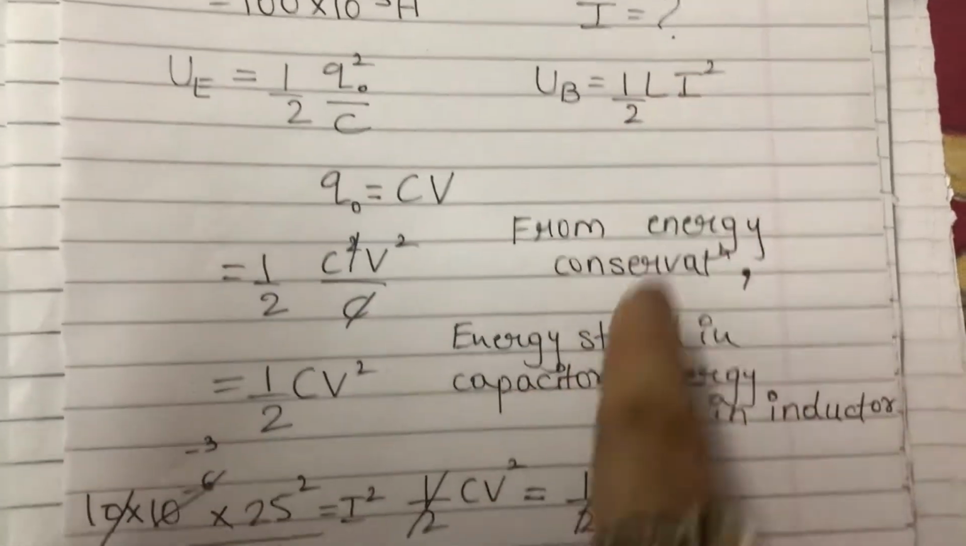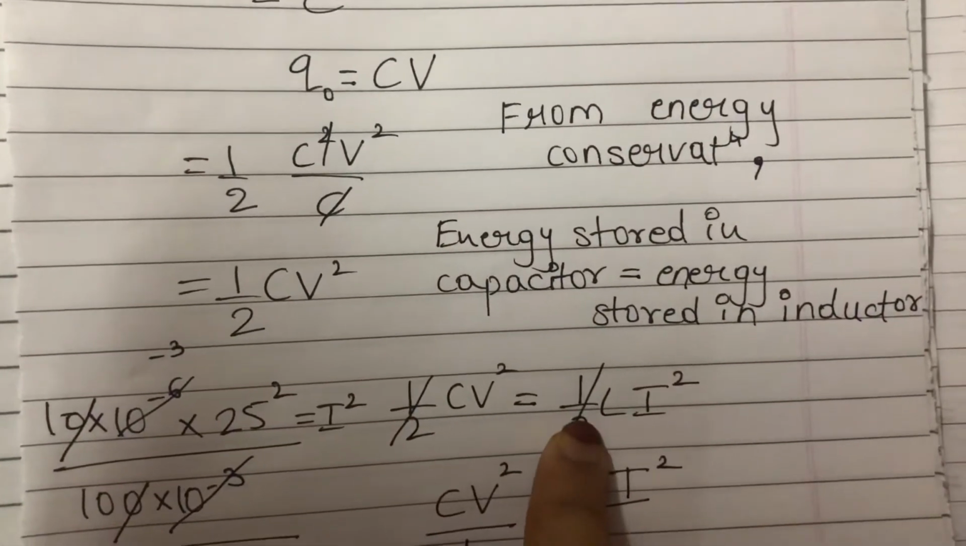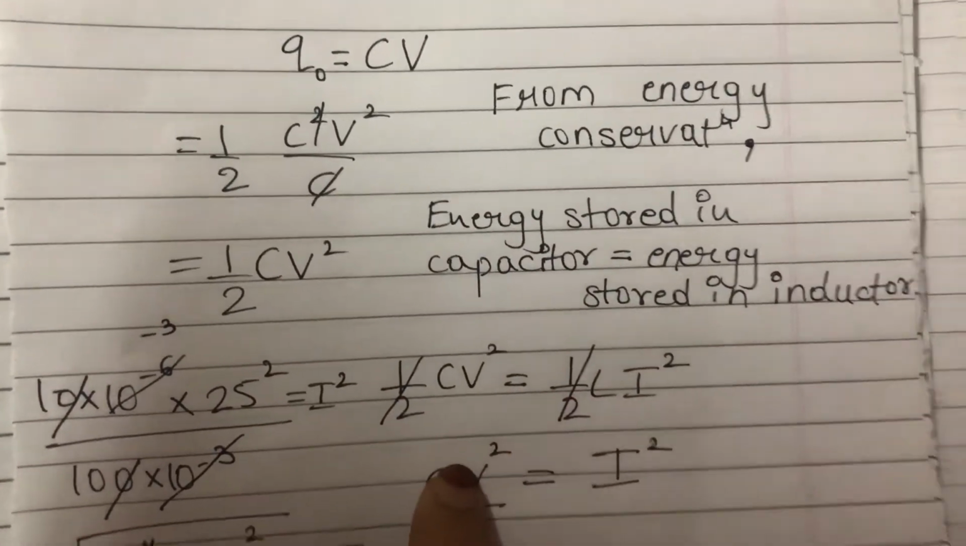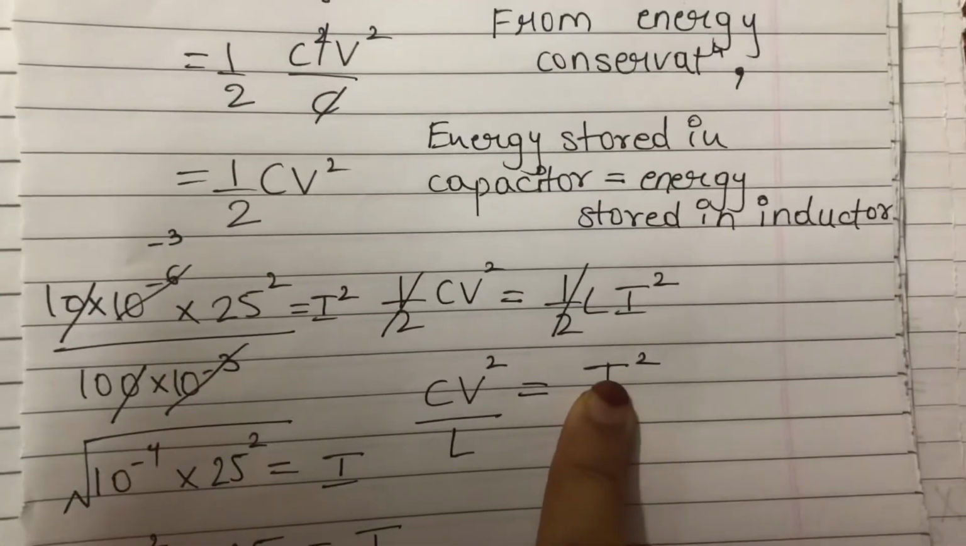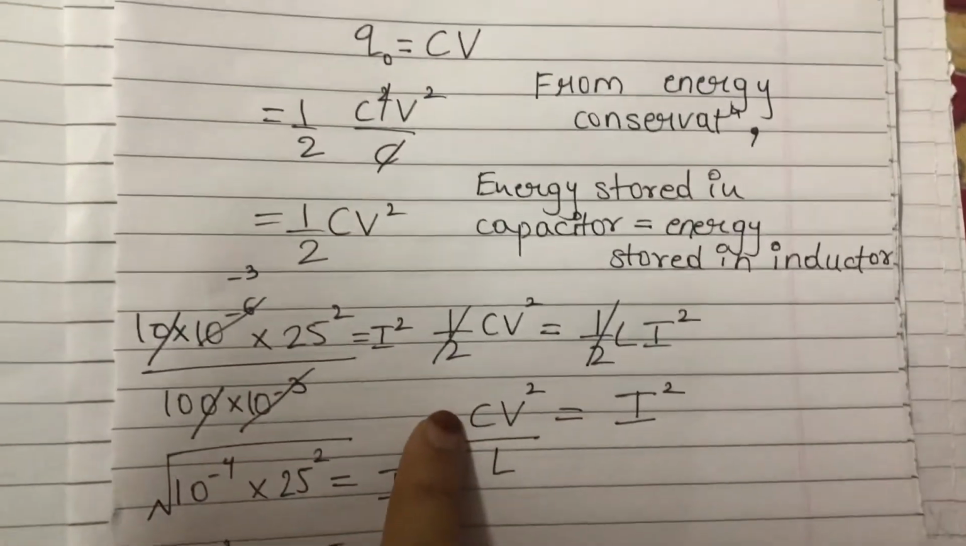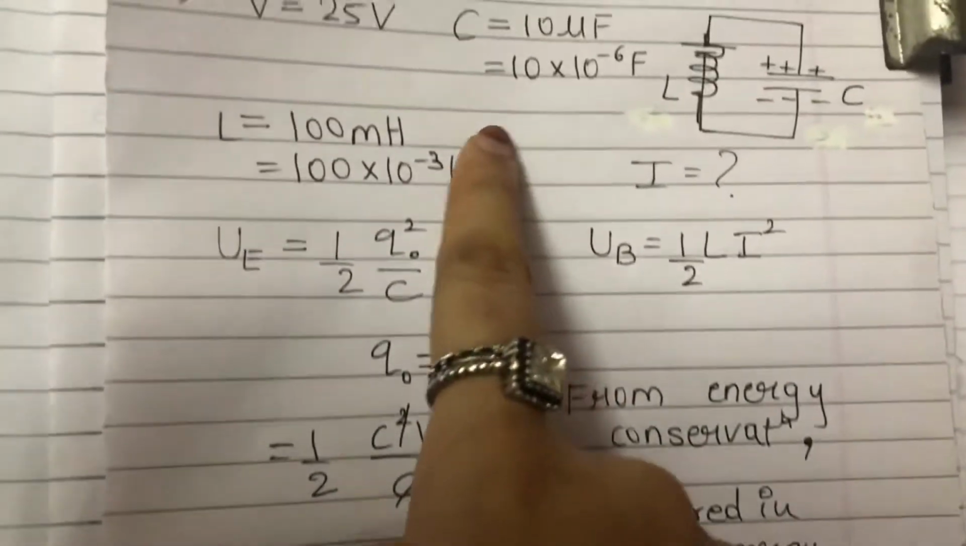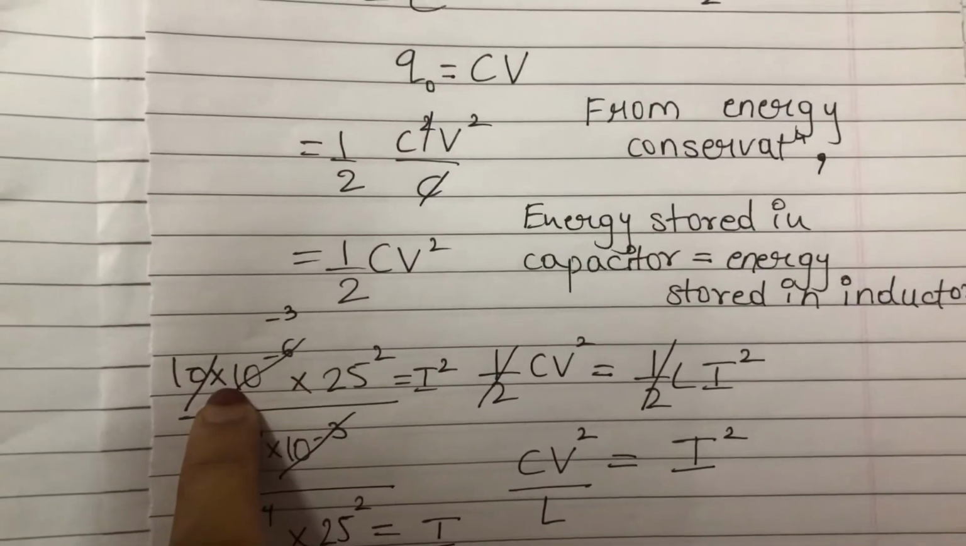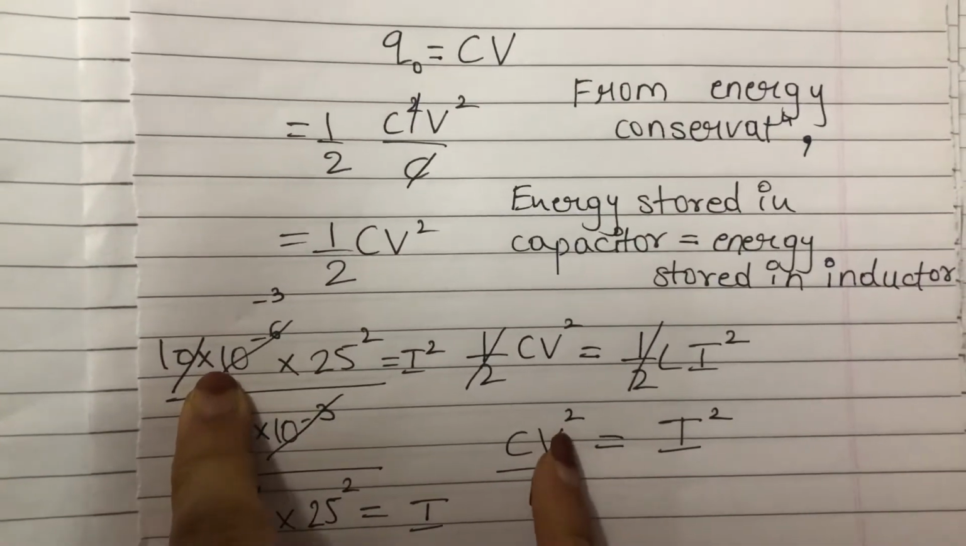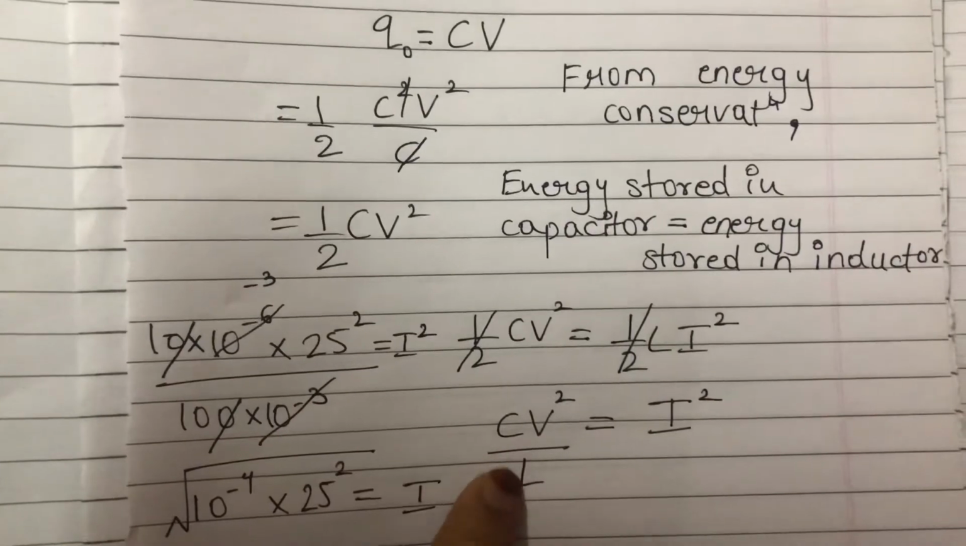Energy stored in the inductor we have written over here. Half gets cancelled. L will go to the left hand side denominator. So here we have I square. After that we'll substitute capacitance. What is capacitance? It is 10 into 10 raised to minus 6. We have substituted that. V square, that is 25 square, upon L.